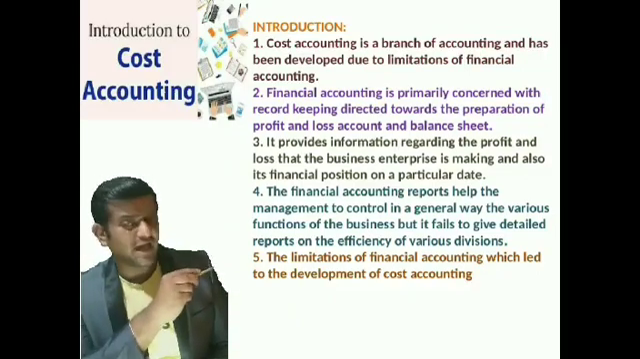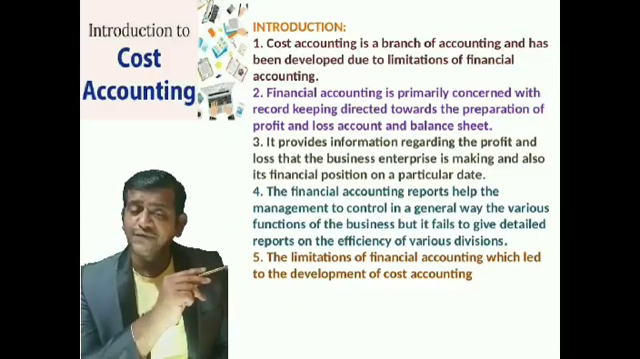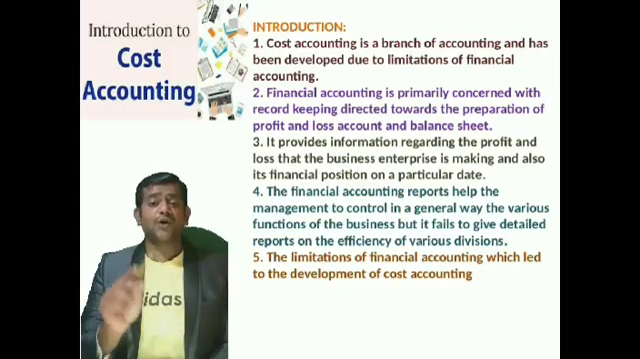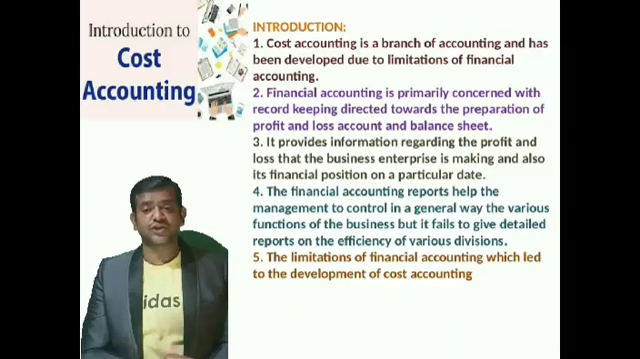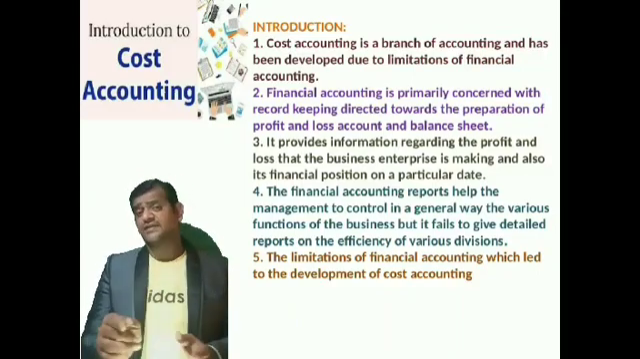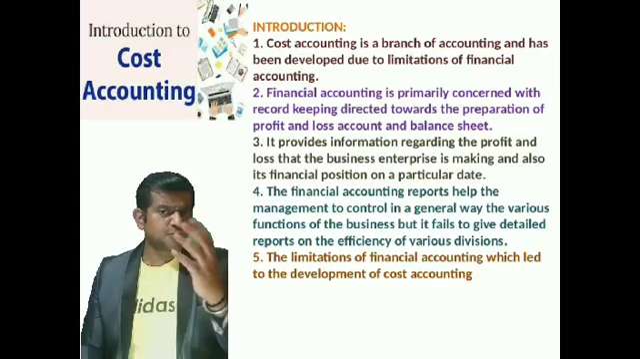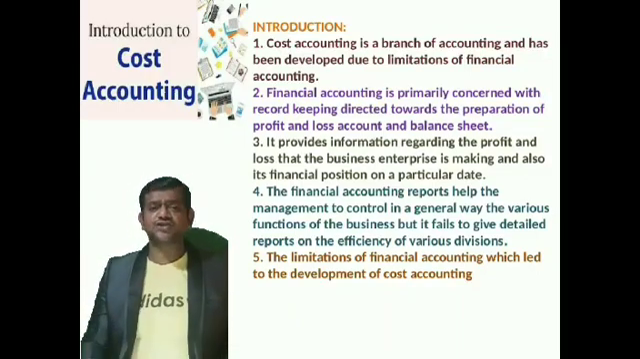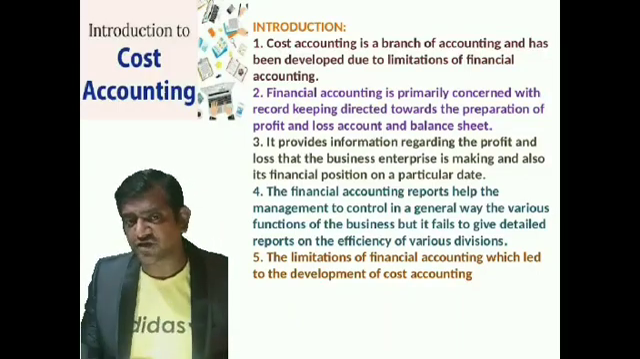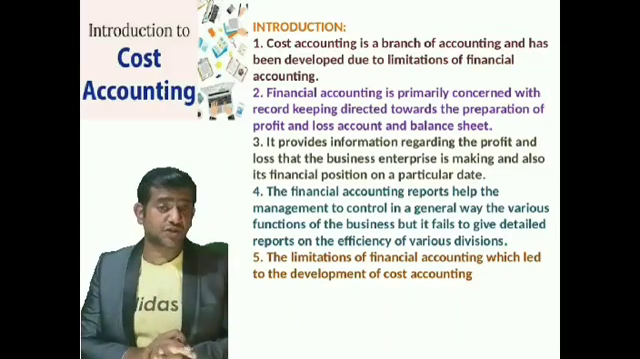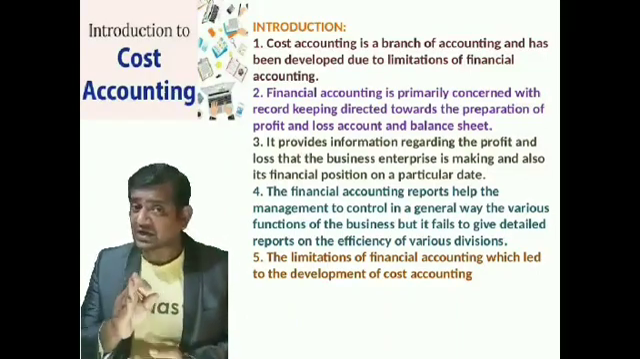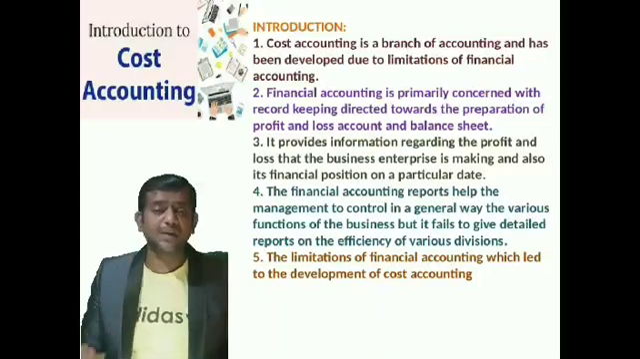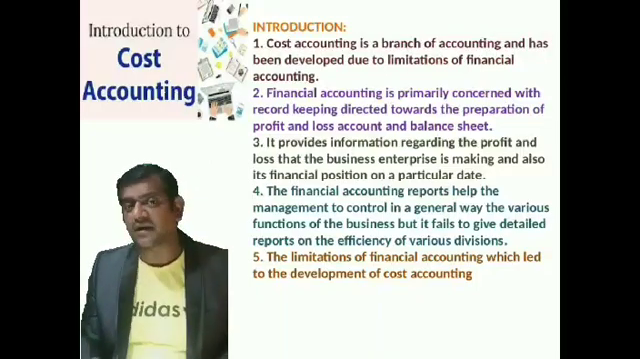Next, look at point 3, which clearly says it provides information regarding the profit and loss that the business enterprise is making, and also its financial position on a particular date. As I said, the P&L account, that is the profit and loss account, tells whether the business is running under profit or loss. At the same time, the balance sheet gives clarity about the financial position of the business. On a specified date, we can get to know this with the help of these two accounts, the P&L account and the balance sheet.